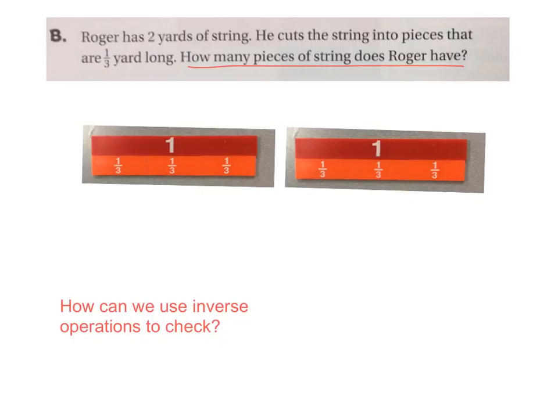In this picture, I can see that Roger has 2 yards of string altogether, and he's dividing each yard into 3 equal pieces, isn't he? So how many pieces, 1, 2, 3, 4, 5, 6, does Roger have altogether? Siddharth? 6 pieces, that's right. Now, but let's get to the math of this, okay? What math equation are we actually solving here? Matthew?